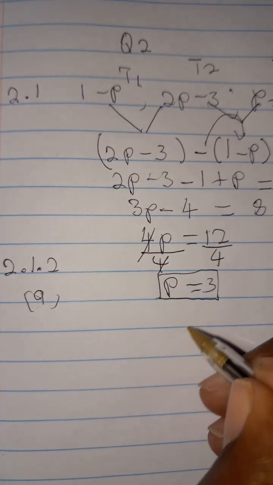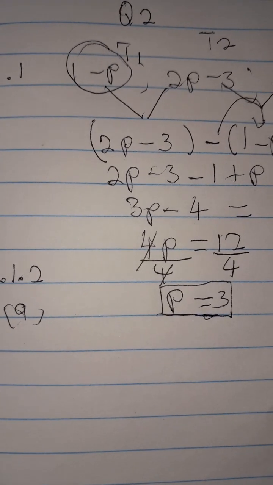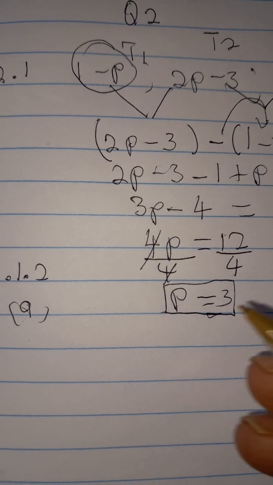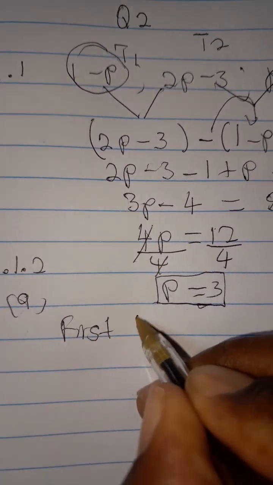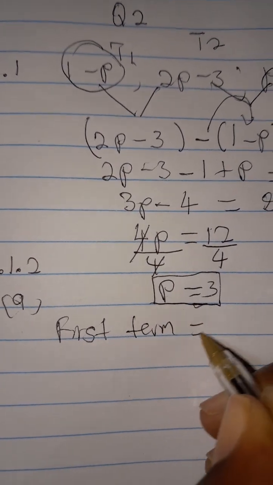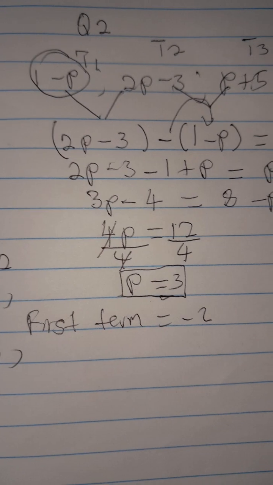So to find the first term, we need to take this 3 and substitute into this first term here. So we are going to say 1 minus 3, which will be negative 2. So the first term will be equal to negative 2. Okay, so let's go to B, the common difference.